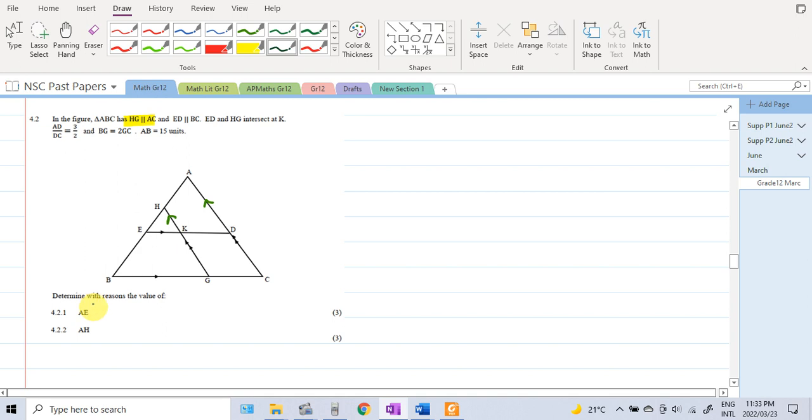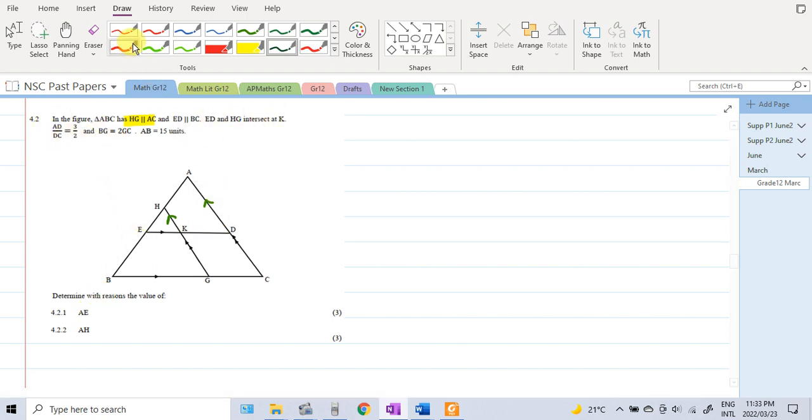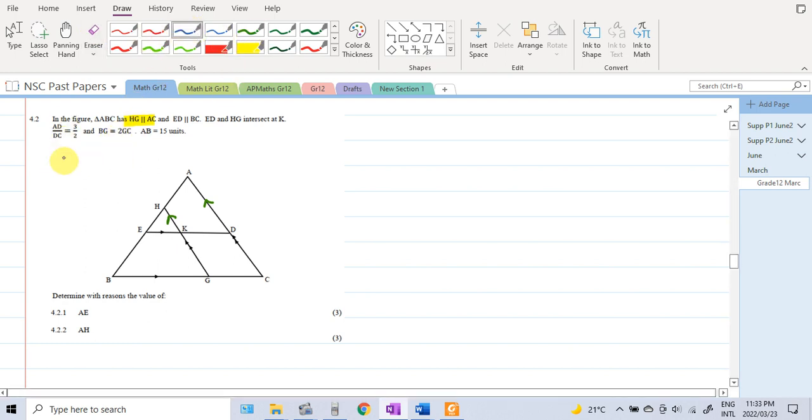Anyway, let us answer this question. Now let us fill in all the information that we have. AD to DC is 3:2, so we say 3x is to 2x. You can use any other alphabets if you want, like A, B, C, D, H, K, L, M, N, right? Just avoid using alphabets that look like numbers, otherwise you will get confused.